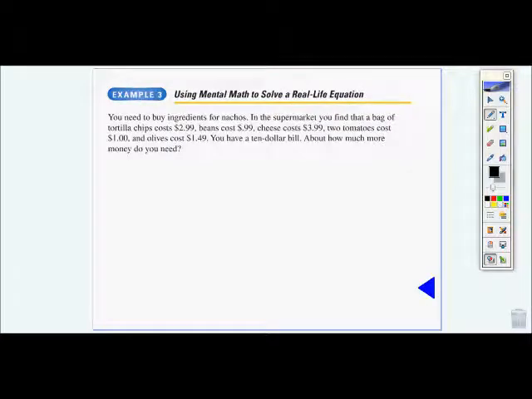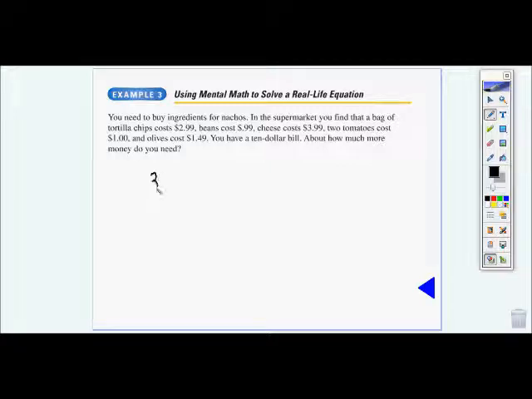So we can also use mental math, and this is one we use quite often, I can tell you as an adult, to solve real life equations. We need to buy some ingredients for nachos. In the supermarket, you find the bag of tortilla chips, you find the beans, the cheese, and the tomatoes and the olives. But you only ran into the grocery store with a $10 bill. So about how much more money do you need? You want to know if you have enough before you go and try to buy all of these ingredients. I know you can grab your cell phones, but that's not what it's asking you to do right now. So we're going to just estimate instead.